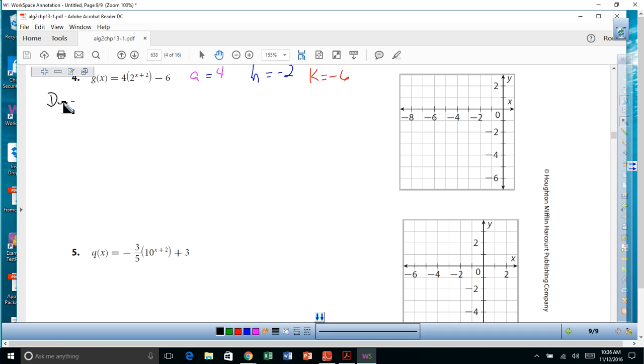So our domain, we said our domain is always x such that negative infinity is less than x is less than positive infinity. And our range, we said our range will be y such that, now a is positive, so that's going to be y is greater than, and then what is our k? Negative 6. Which also gives us our asymptote. So our asymptote is y equals negative 6. So let's find negative 6 over here. Let's go ahead and graph that.